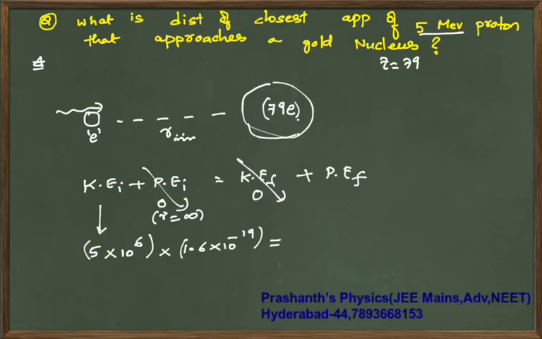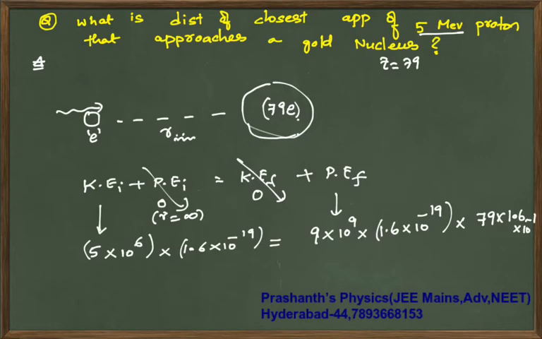At R min kinetic energy is 0, so it equals PE final, that is K, 9 into 10 power 9, Q1 Q2, 1.6 into 10 power minus 19 times 79e, that is 79 times 1.6 into 10 power minus 19.